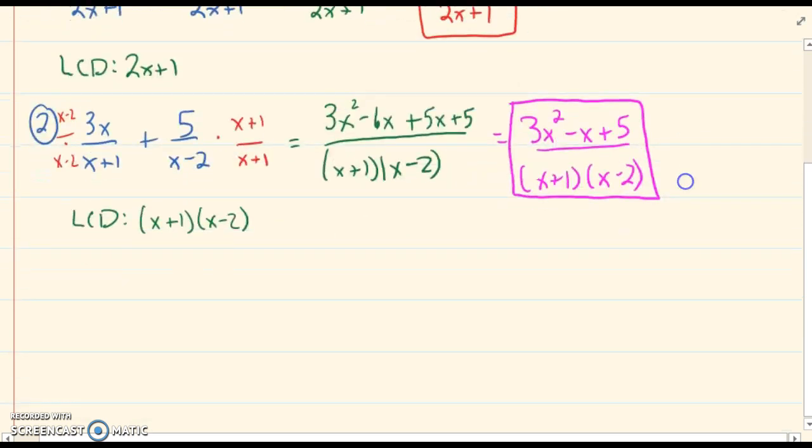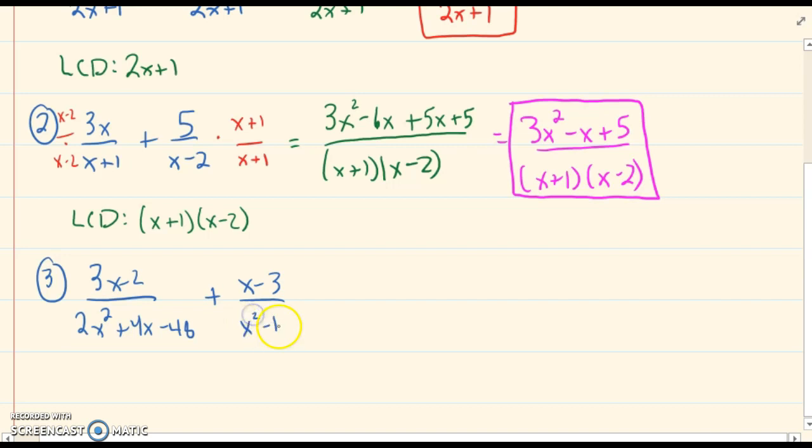All right, number 3. Take it up another level here. We have the problem 3x minus 2 over 2x squared plus 4x minus 48. Oh boy, that's going to be a fun one. Plus x minus 3 over x squared minus 16. So again, I'm looking to factor.